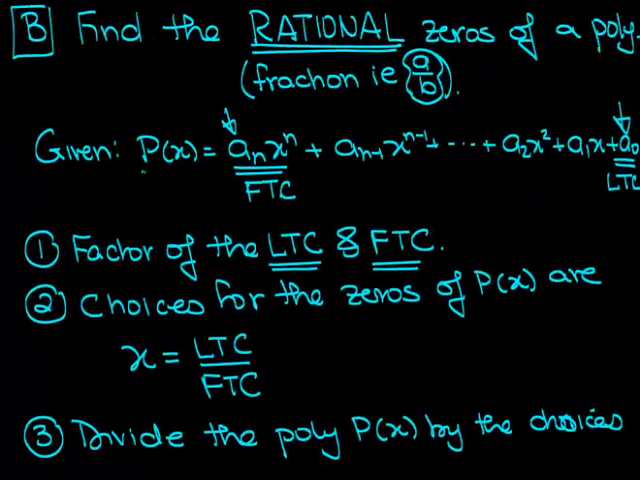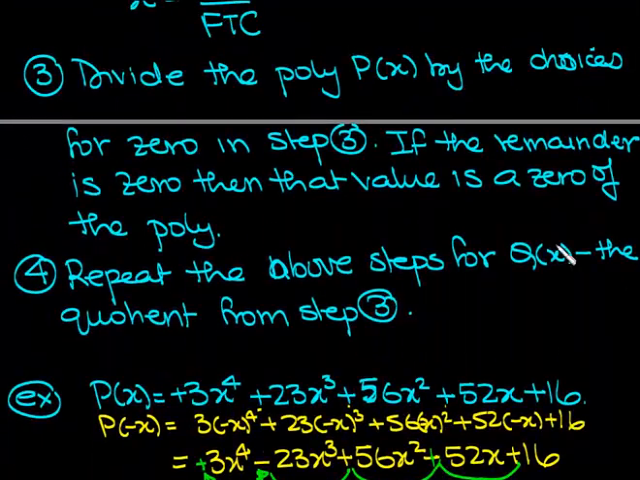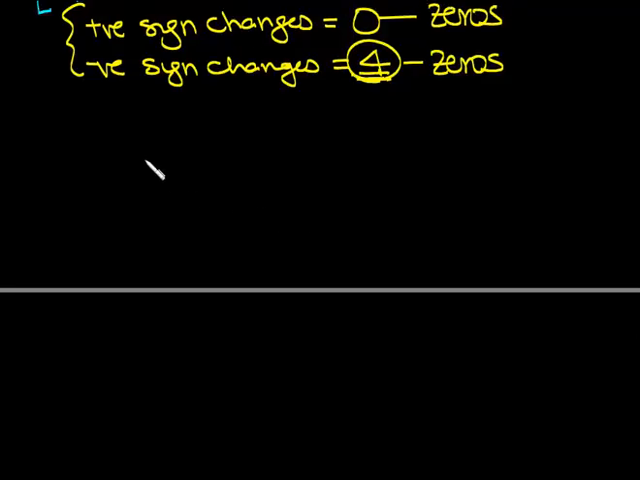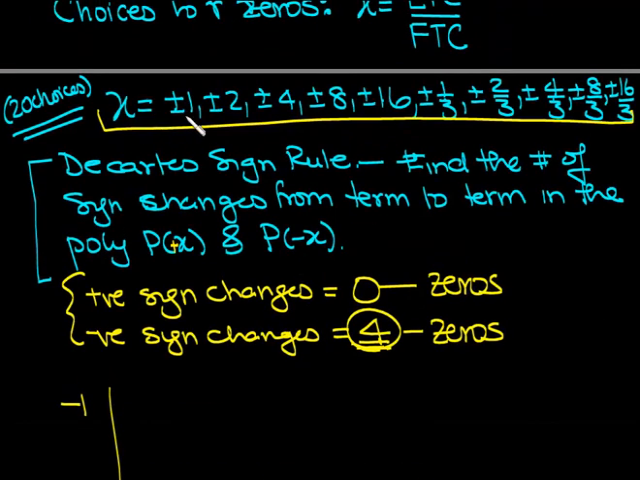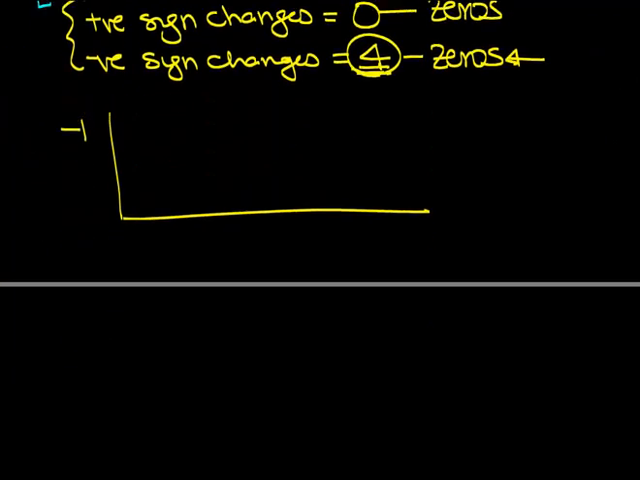So now what do we do? Once we know our choices for zeros, we divide p of x by our choices for zeros from step 3. So let's divide p of x by our choices. The first choice is -1. I'm just going to go from left to right, except I'm going to use all the negatives because this tells me I have more negative zeros. So I'm going to do that.